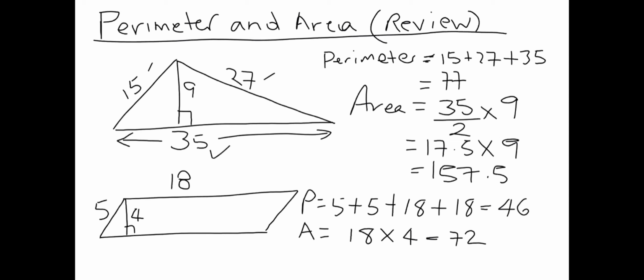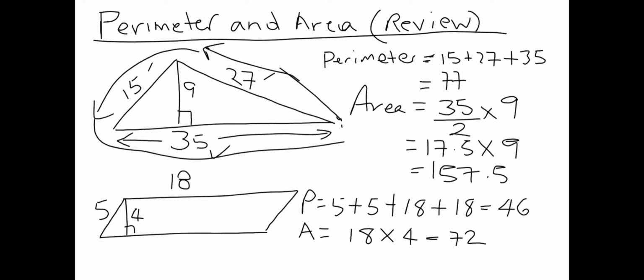Simply adding all the sides is like walking around an area, whatever the shape is. You start from one point, go all the way around, and then go to the end, going back to where we started. That's how we determine the perimeter. So we have 15 plus 27 plus 35, and that's equal to 77.